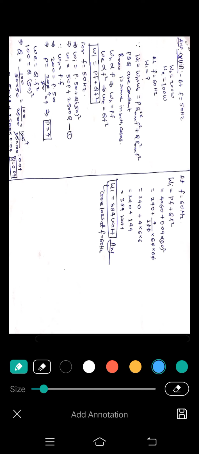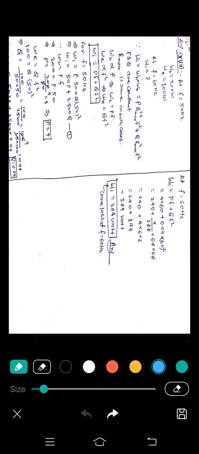Here is the formula for hysteresis loss: WH is equal to P into B max to the power 1.6 and frequency, plus the formula for WE, which is equal to Q into B max square into F square. The sum of both these losses is called iron loss. In this case we have to find P and Q. These are constant terms.